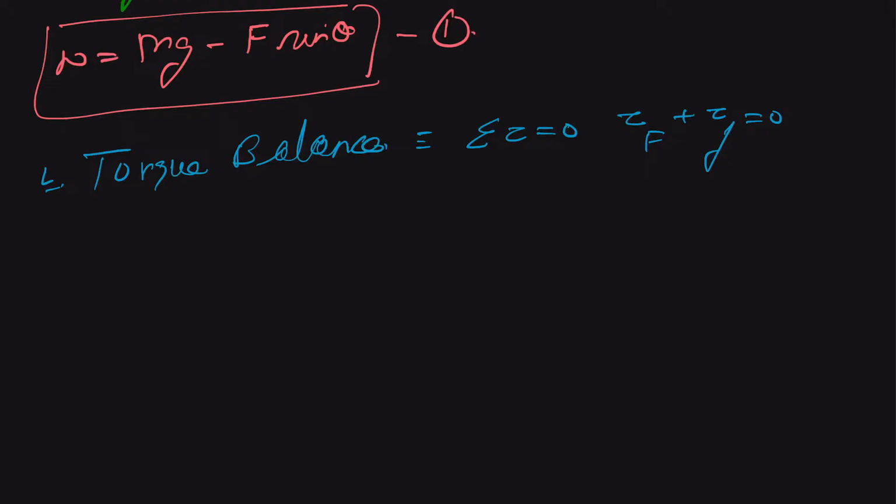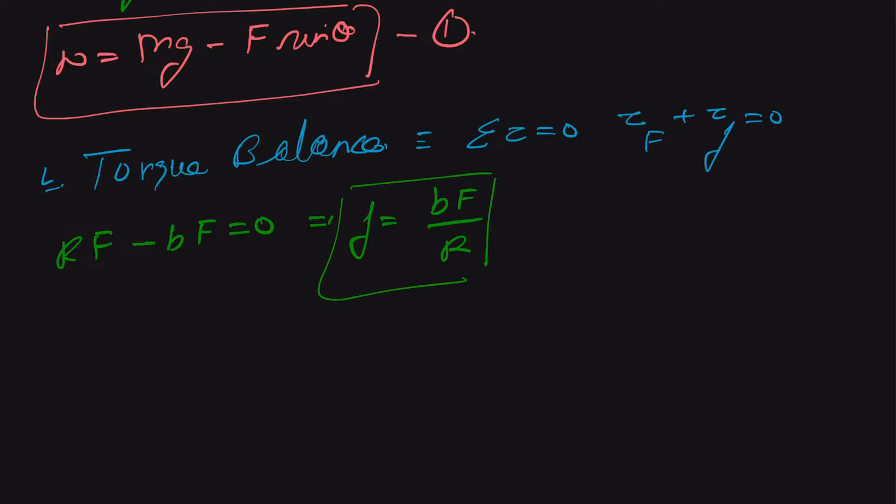If we consider its directions, let me put the values. So we have the torque because of the frictional force, that is R times F, and the torque due to our applied force, their sum will be equal to 0. And from here we can say that our frictional force is equal to Bf upon R. Let us call this equation number 2.